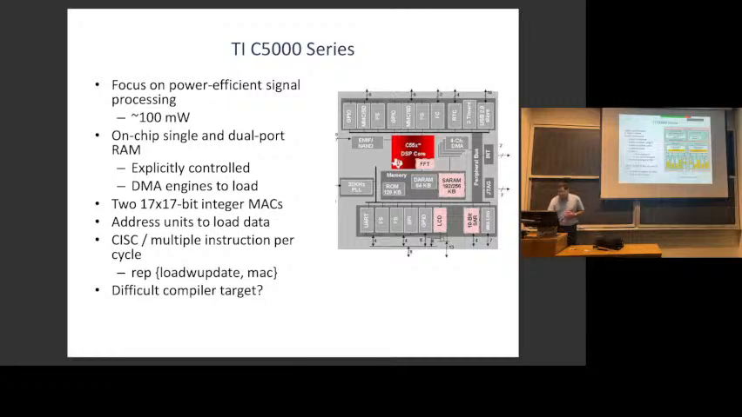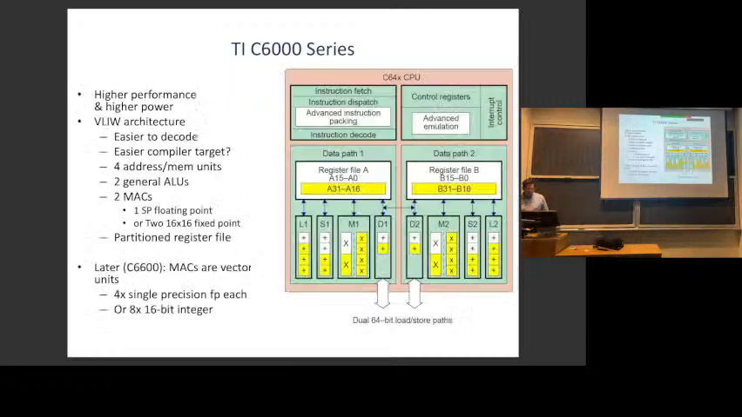So Texas Instruments also has a higher end series called the C6000 series. It's higher power, higher performance. It's a VLIW architecture, so the instruction words control multiple units. It's easier for a compiler to target this. It's easier for the hardware to decode the instructions and figure out what they mean, which can help it achieve higher performance. And it's got somewhat more parallelism.